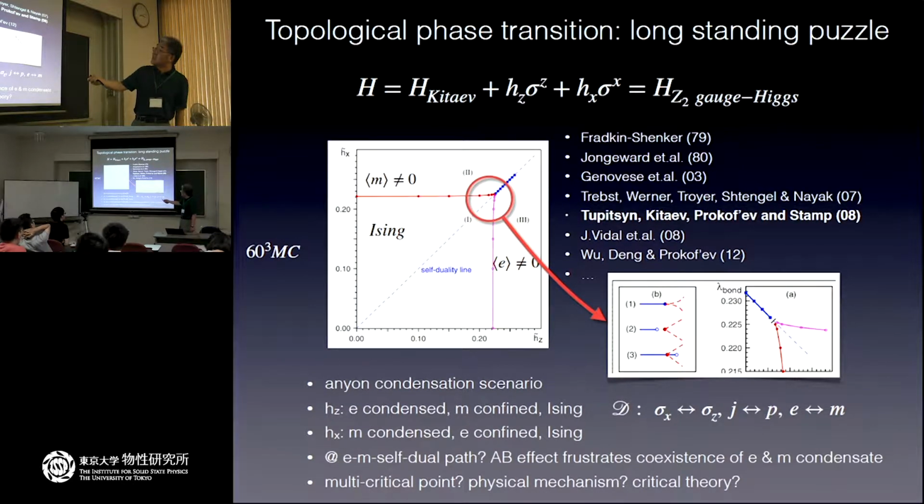This phase transition actually is due to this electric charge condensing transition, which is precisely a magnetic flux condensed phase transition. So these two quantum phase transitions can be understood by the anion condensation scenario.